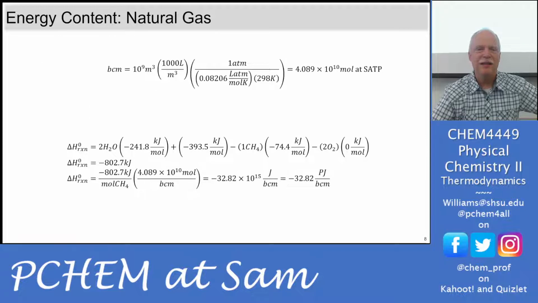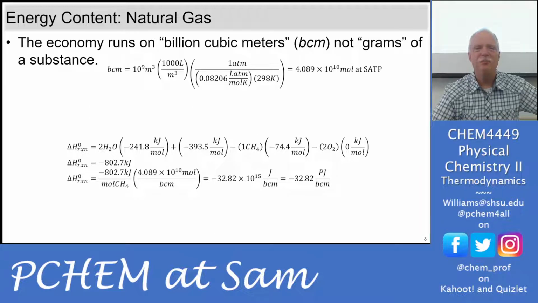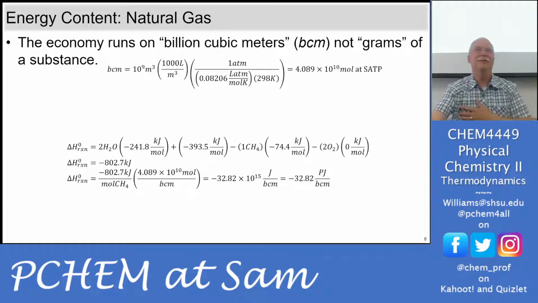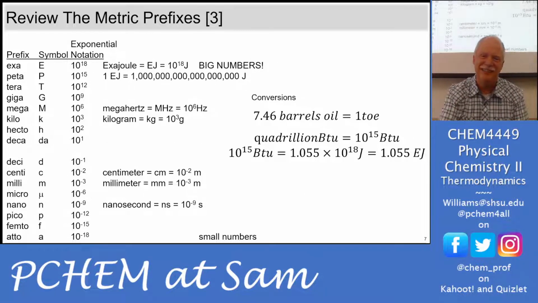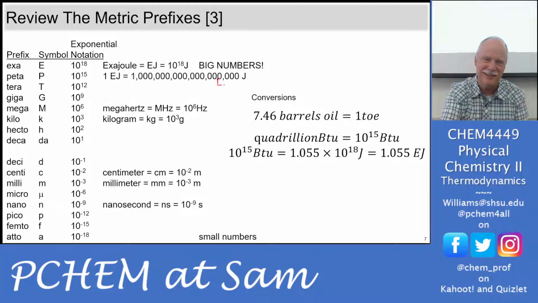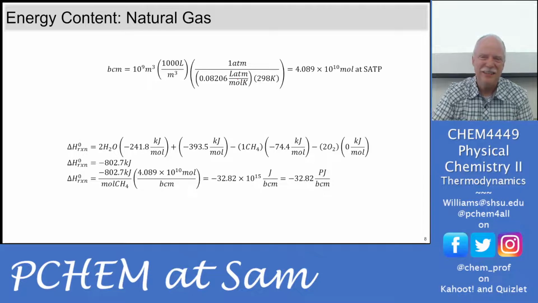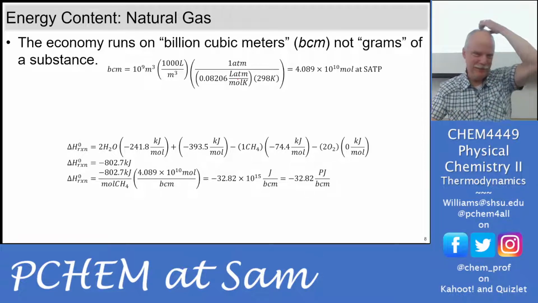And so then let's talk about the energy content in natural gas. The economy runs on billion cubic meters, not grams of a substance. In chemistry, we're always talking about grams and maybe kilograms. Oh my gosh, or a kilojoule. And we're talking about exajoules, like puny little kilojoules right here. So it's just silly. Okay, so what on earth is a billion cubic meters?